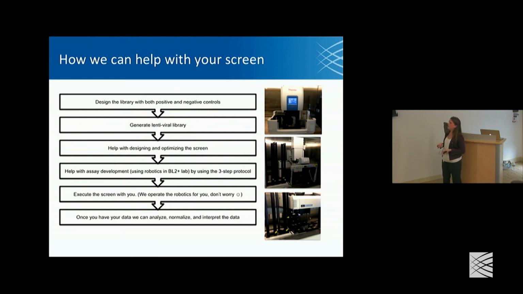And then once you have your data, we can help you analyze, normalize, and interpret your data, and then help you decide whether or not you want to go and do another screen. So basically, we really help guide you through this whole entire process, which is very helpful for this big arrayed screening. And these are just 3 of the robotics that we have in our lab upstairs.